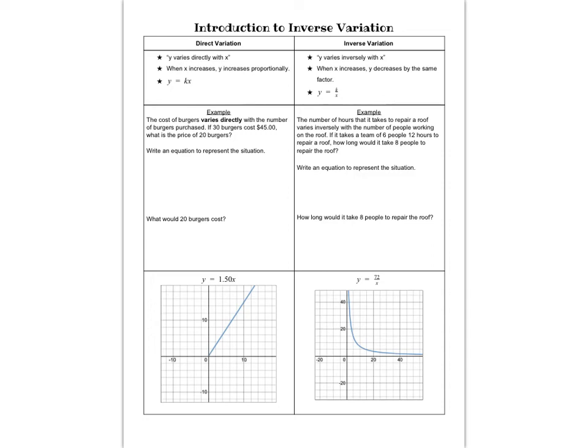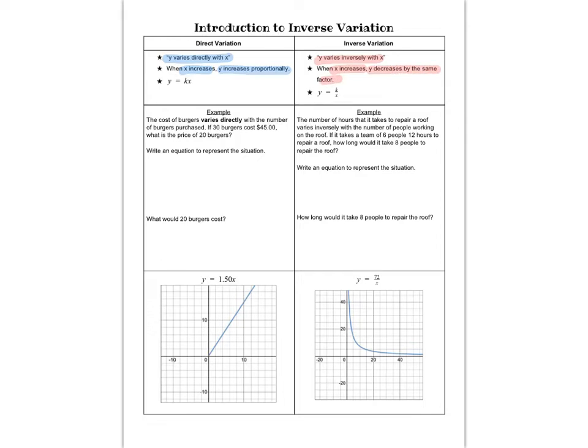So this little page of notes just gives you a summary comparing direct variation to inverse variation. With direct variation, we say that y varies directly with x. And what we mean is that when x increases, y increases proportionally. Inverse variation, on the other hand, we would say y varies inversely with x. This time, when x increases, y decreases by the same factor.